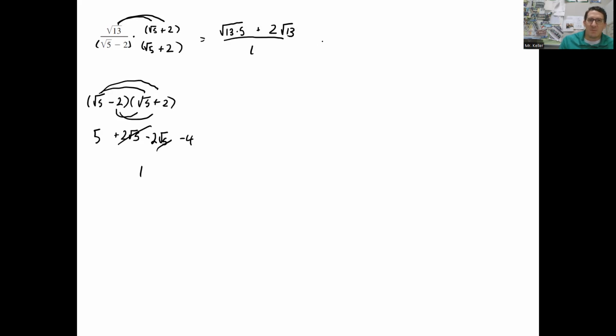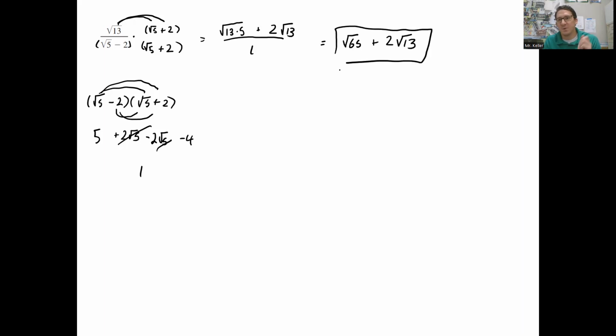And then one more step to just make that easier. Root 13 times 5 is root 65 plus 2 root 13. And that's as simplified as that one gets. And it's all over 1, so we can just kind of forget about that. And that will do it for this part here.